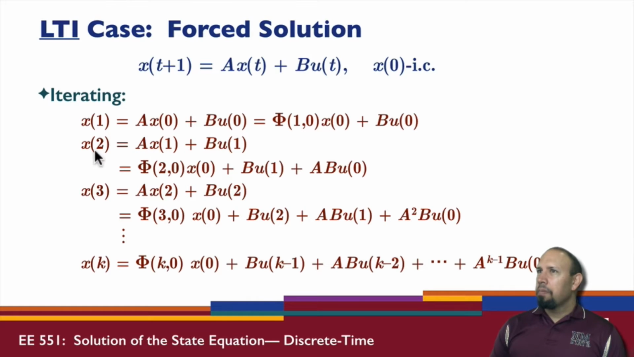Then when we went to x at time 2, we have A times x of 1 plus B times u of 1. We substitute this in for x of 1, and we get this expression, where we now have phi of 2 in here. And so forth, we continue, and this is the expression we get. So we actually have the state transition matrix appearing, and anytime we see an A in this expression, we have a state transition matrix that can be mentioned. And we'll come back and see what that looks like in a little bit.